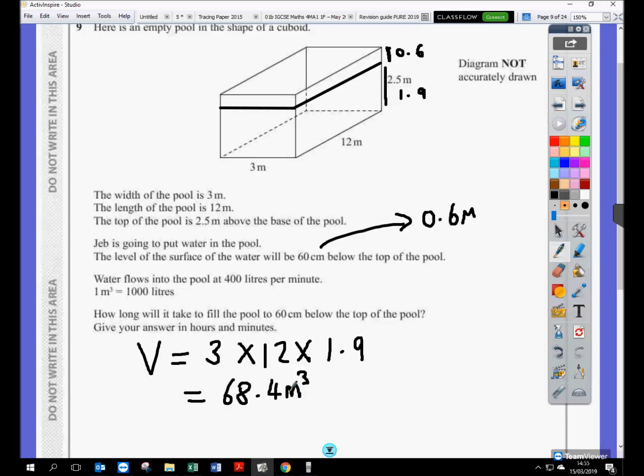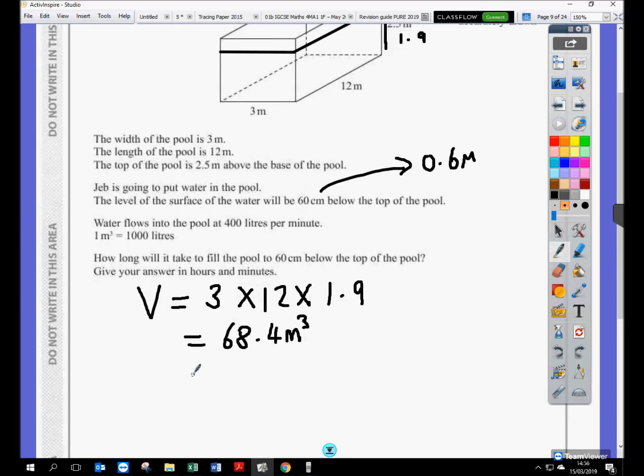Okay, it tells us in the question that 1 meter cubed is 1,000 liters. If I want to convert this into liters, I then times it by 1,000. That will convert this into liters, and that will give us an answer of 68,400 liters. That's how many liters of water are in this pool.